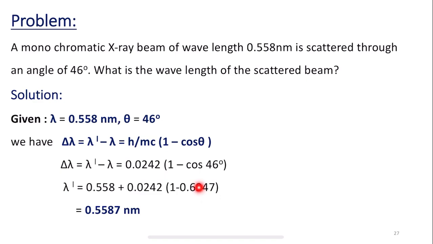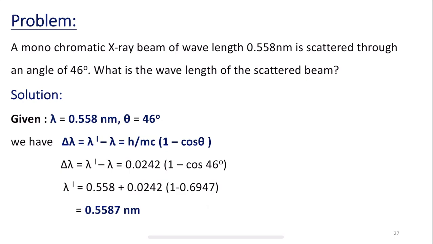If you have a scientific calculator, you can just check it out. If the problem is asked in the examination, then you have to use a scientific calculator to find the value of cos 46 degrees, or whatever angle they have given, 50 degrees or 56 or 62. Here cos 46 degrees is equal to 0.6947. Substituting that value, we get 0.5587 nanometer. Therefore the wavelength of the scattered beam is 0.5587 nanometer. In this way the Compton effect is used to calculate the wavelength of the scattered beam.